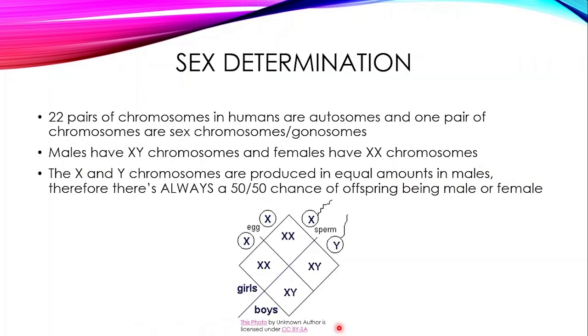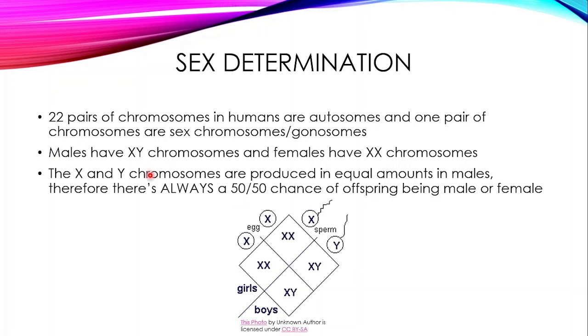Okay, then we get to sex determination. So in humans, there are 22 pairs of chromosomes, and these are autosomes, and then there's one pair of chromosomes, which are sex chromosomes or gonosomes. Males have XY chromosomes and females have XX chromosomes as their gonosomes. And then there will always be a 50-50 chance of the offspring being female or male.